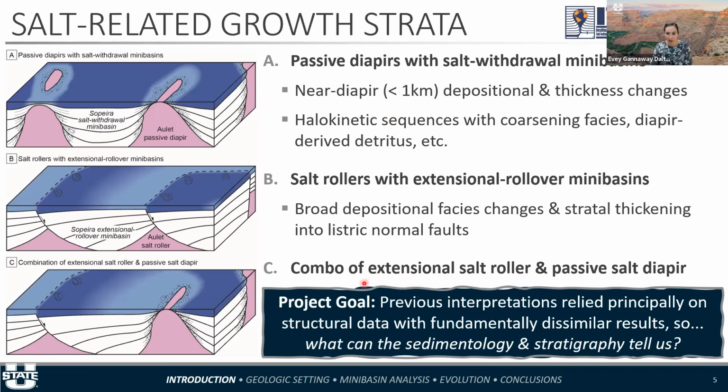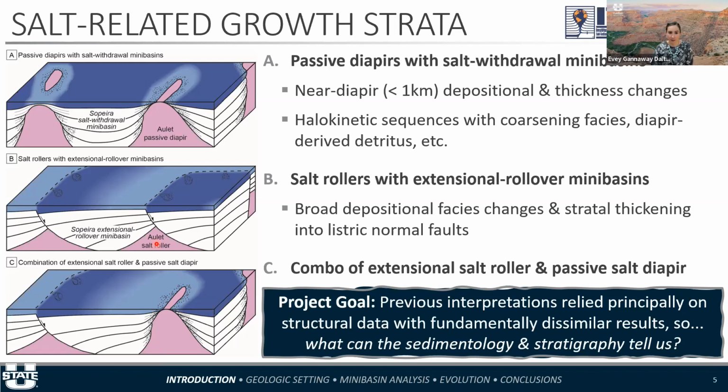The key takeaway is that features like halokinetic sequences, where we would expect sedimentary facies that coarsen towards our diapir, closer and more proximal to our diapir, and things like diapir-derived detritus, are going to be vital for distinguishing between passive salt diapirs that are emergent and shedding material out into the adjacent depositional environment, and salt rollers that are essentially not. So that sets the stage for us to begin talking about this question.